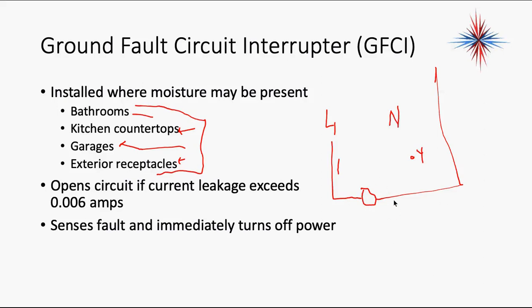In other words, possibly a person touching it, probably maybe a ground, but this amperage is not the same between line and neutral. There's a circuit imbalance because we all know through a series circuit, the amperage should be the same. It senses that fault and it immediately turns off the power. And I mean, it's fast. Does anybody have any questions on the GFCIs? They're sort of important.